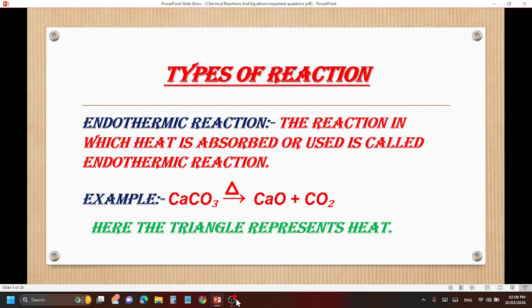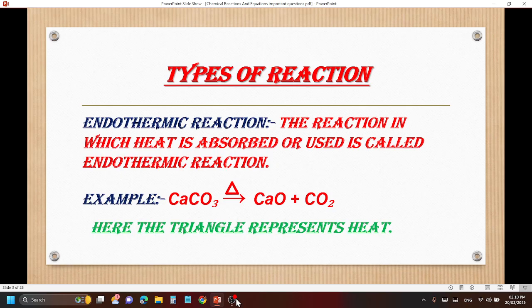For example, you can consider calcium carbonate, that is CaCO3, which in the presence of heat gives rise to CaO, calcium oxide, and carbon dioxide, CO2. Here the triangle represents heat. In the chemical equation we don't write the word heat, we simply indicate a triangle, specifically in the endothermic reaction. In exothermic we don't use the triangle symbol, we simply write plus heat. So this is an example of an endothermic reaction. The reaction in which heat is absorbed is called an endothermic reaction.